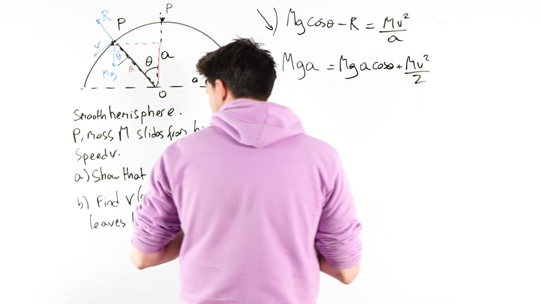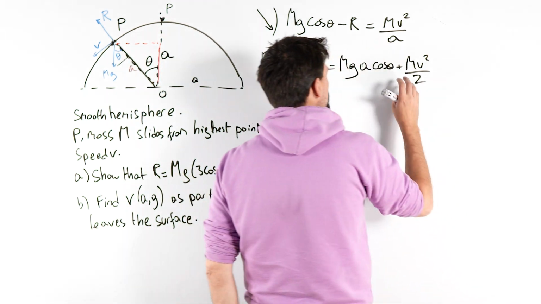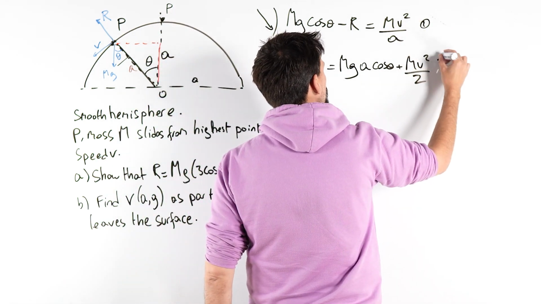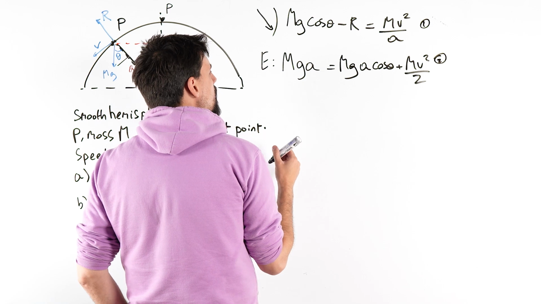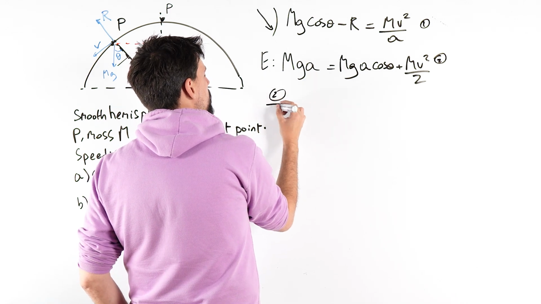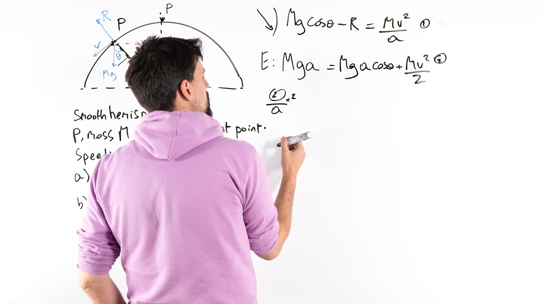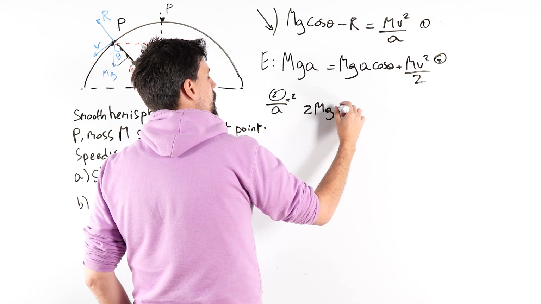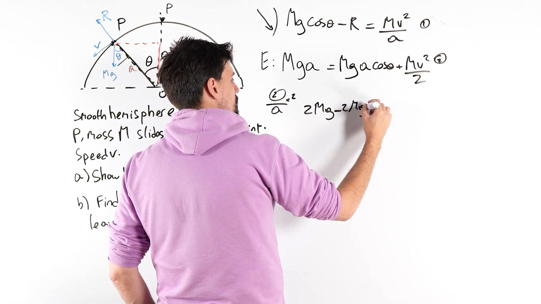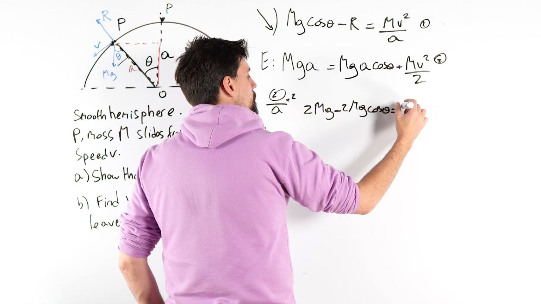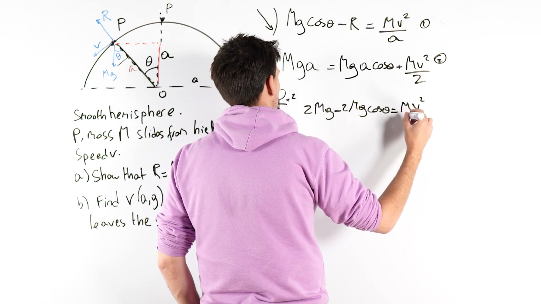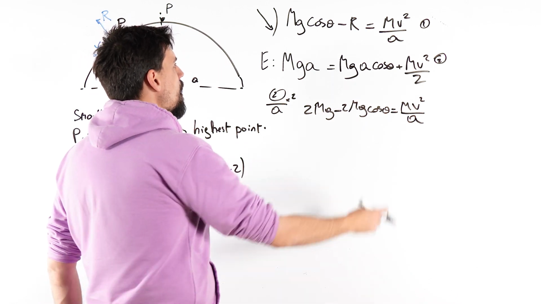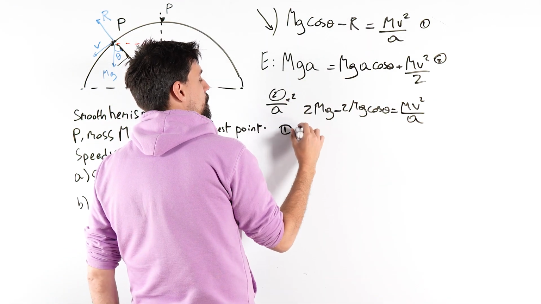Now, what do we want? We want R, but no v. So let's get rid of v. Let's call this equation 1. Let's call this equation 2. So if I go equation 2 divided by a and times 2, what do I get? I get 2mg minus 2mg cos theta is equal to mv squared over a. And mv squared over a is precisely equation 1.